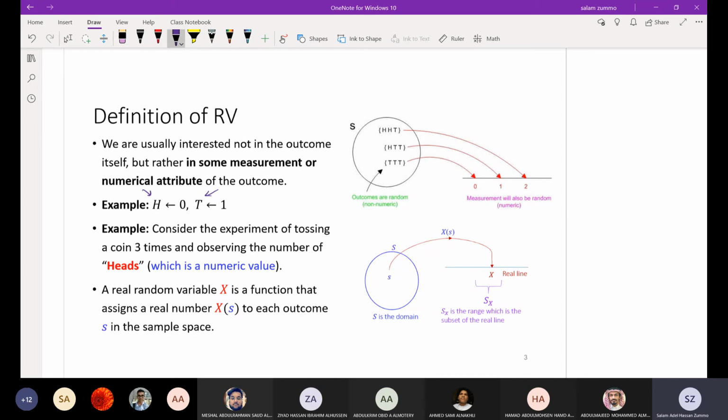The people who do betting, for example, gambling. If you get head, for example, you assign it 0, you lose. If you get tail, you assign it 1, you win, for example.